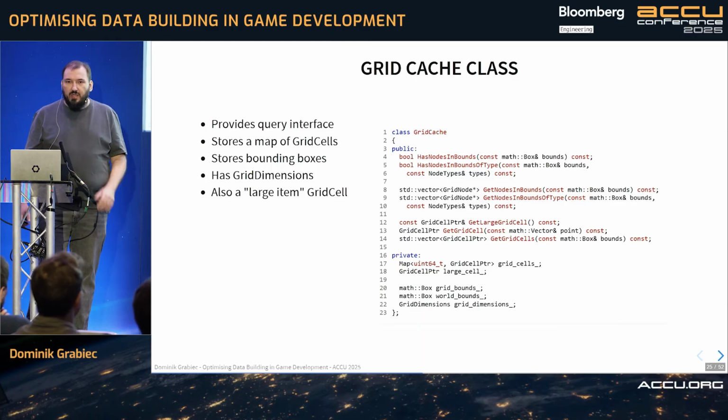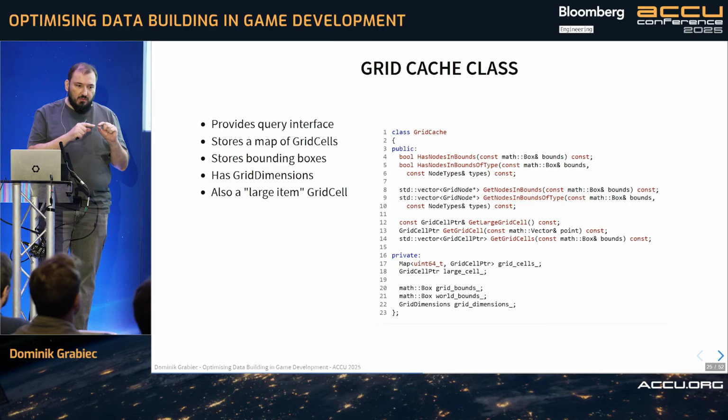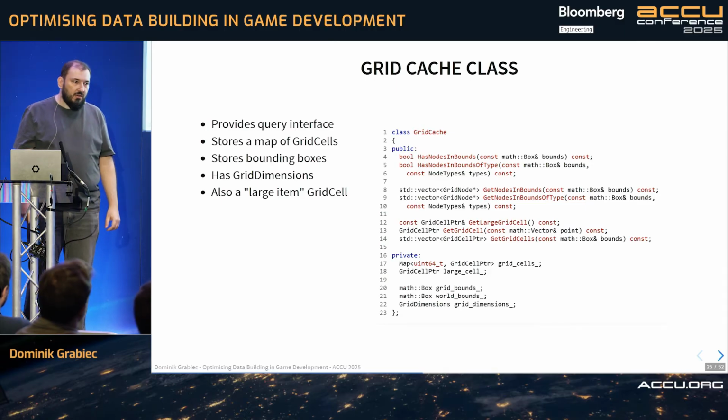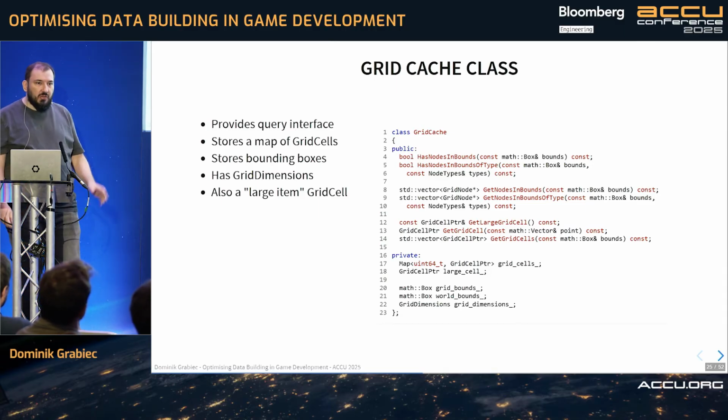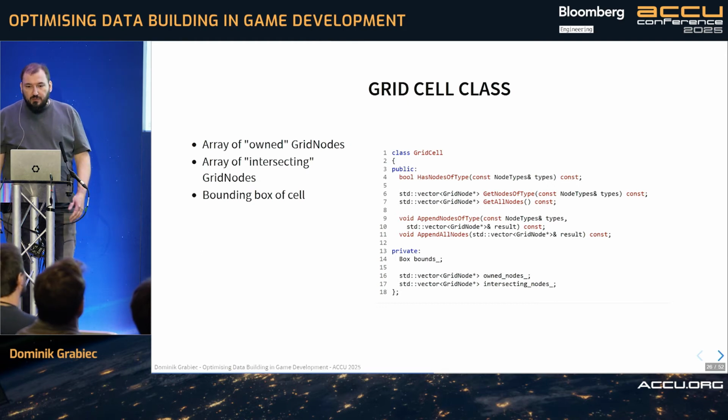There shouldn't actually be that many. I think from memory it was maybe 100, 200 such things, and that was based on width, height, and depth being greater than 500 units. So there weren't really that many things, but you do need it because otherwise you just run out of memory creating grid cells. The next thing is the grid cell class itself.